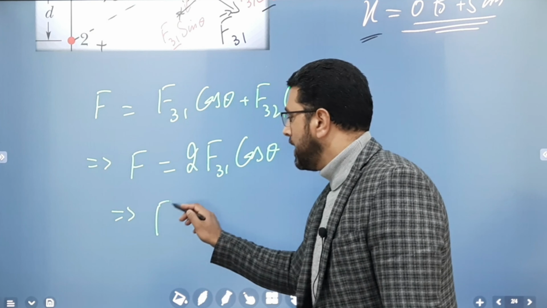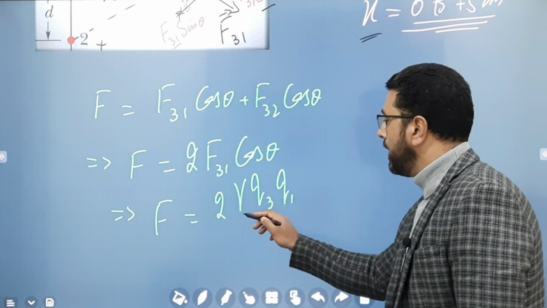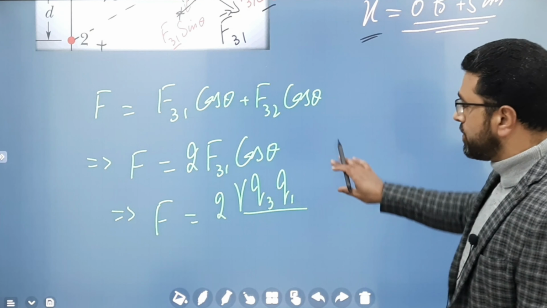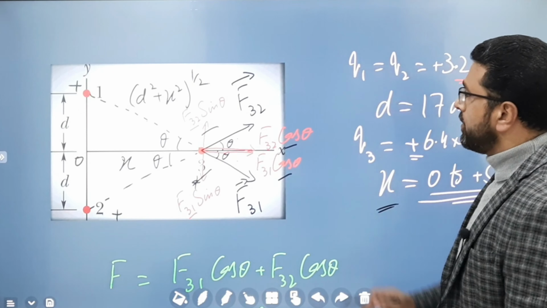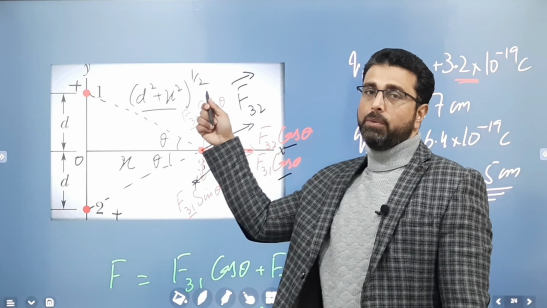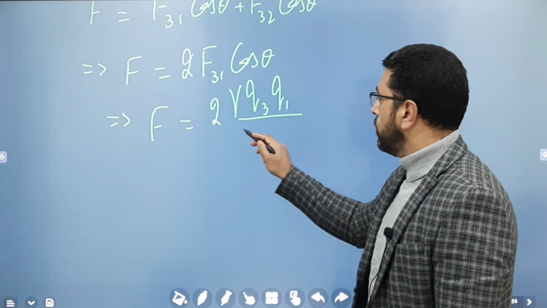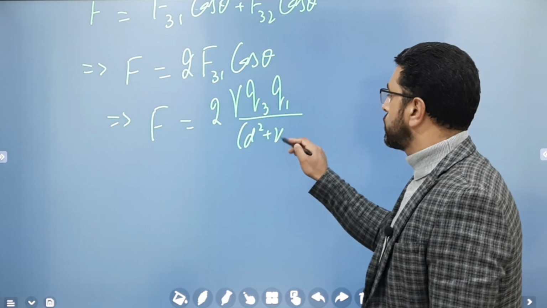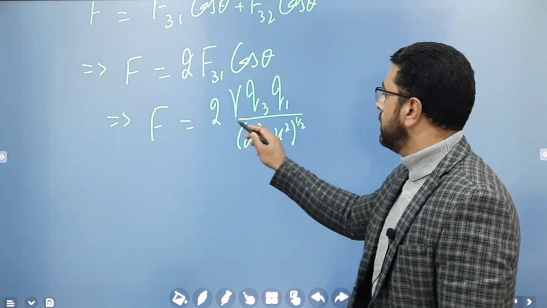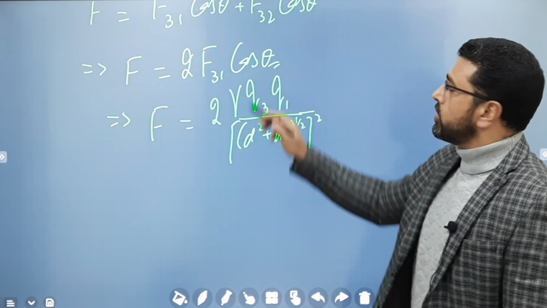So this implies F is equal to twice gamma Q3 Q1 divided by the distance between them squared. What is the distance between 1 and 3? Here, (d square plus x square) power 1 by 2. But we have to take the square of the distance, so we have (d square plus x square) power 1 by 2, squared. Then we have cos of theta.